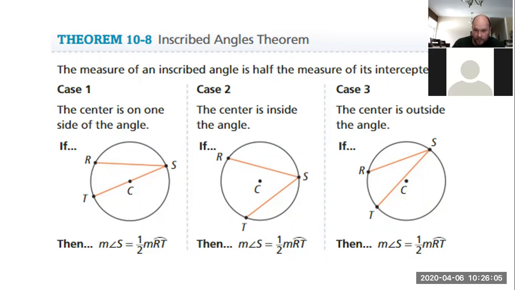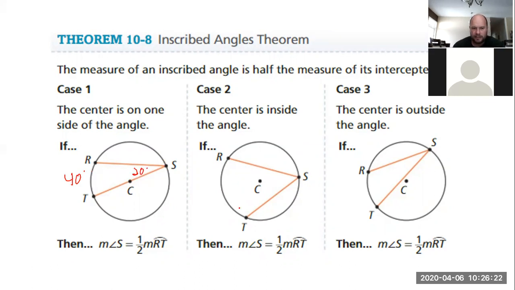Let's say for a second that this angle is roughly 40 degrees. Well, then that would make this piece of it half of it. So this would be 20 degrees. Same thing on the next one.